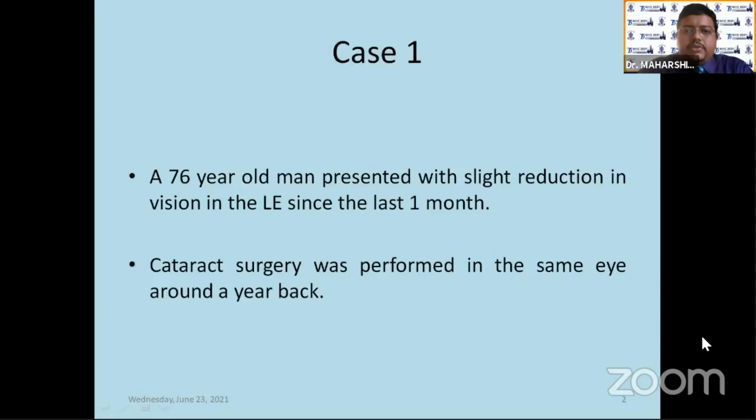A 56-year-old man presents with a slight reduction in vision in the left eye since the last 1 month. Cataract surgery was performed for him in the same eye around a year back. The patient did not have any other significant ocular or systemic history.